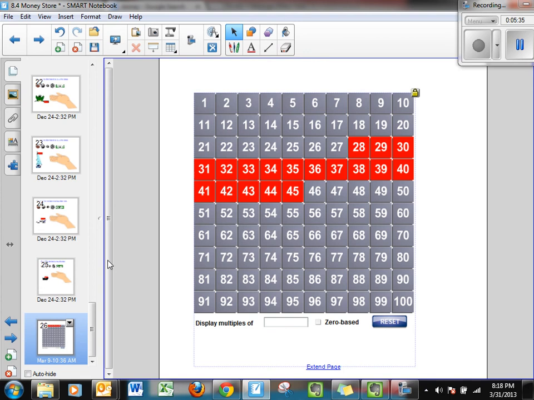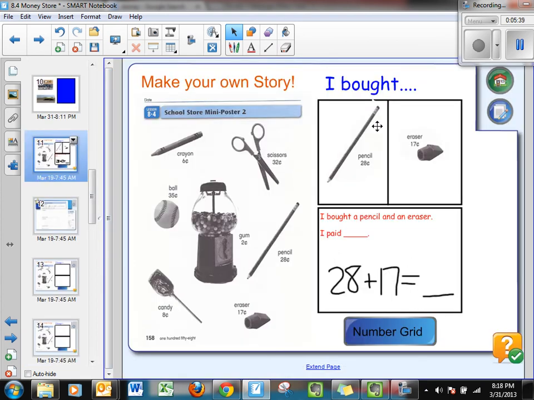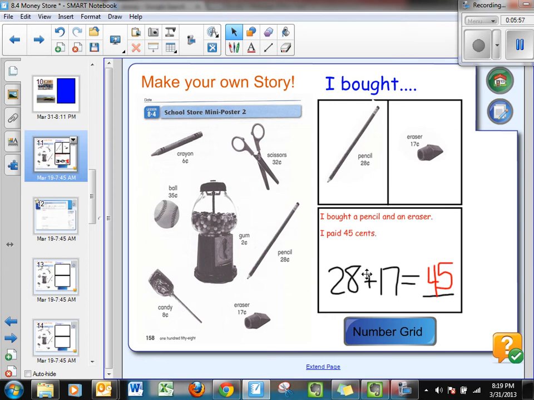I ended at 45. So what I'm going to go back and do now is I'm going to write this number in that we need, which should be a total of 45 cents. Now, the last problem, we forgot to do this, so I'm going to go ahead and fix this. Instead of saying I paid blank, I paid 45 cents. So that's how you could make a story problem showing what items you bought from the store.